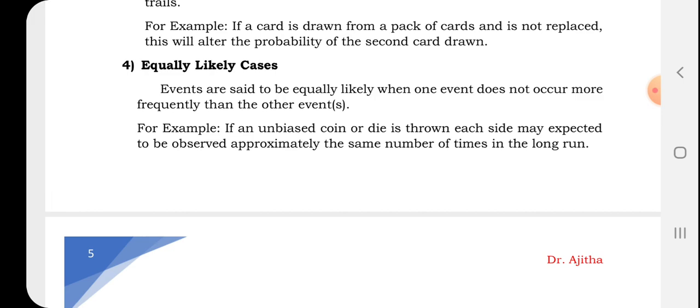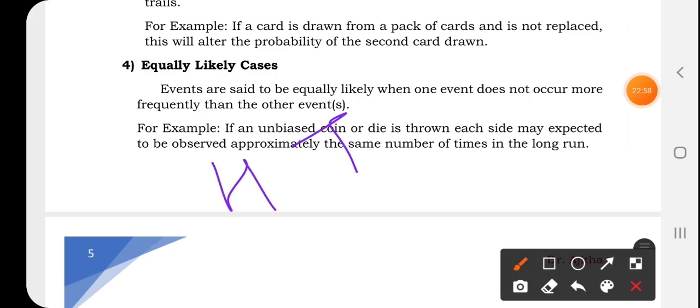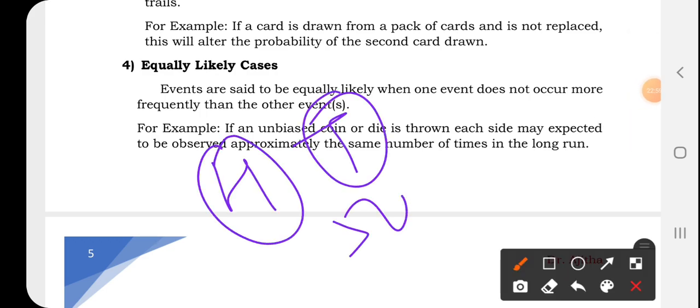Next one is equally likely cases. I have already explained to you. Equally likely means what? All the faces, all the events have equal chances to appear. It means what? No one face has more frequency to appear when compared to the other. Like tossing of a coin, the head and tail you are having, both have 50% chances to appear. It doesn't mean that head has more chances or tail has more chances. If that is so, it is no more considered a game of chance.